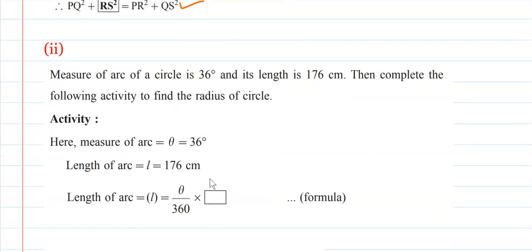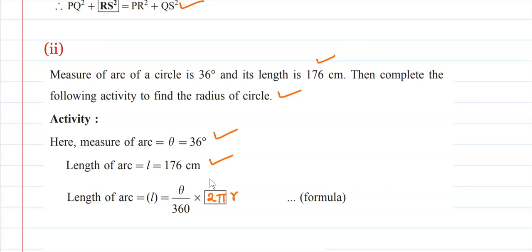Easy activity. Next. The measure of an arc of a circle is 36 degrees and the length of the arc is 176 centimeter. Then complete the following activity to find the radius of the circle. The measure of arc theta is equal to 36, length of arc L is 176. L is equal to theta upon 360 into 2 pi r. This is the 2 pi r.